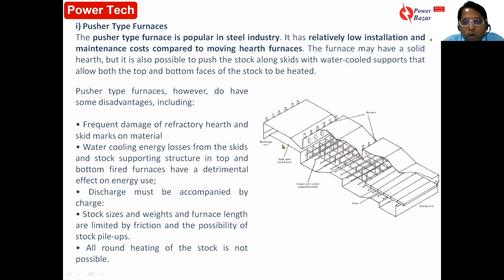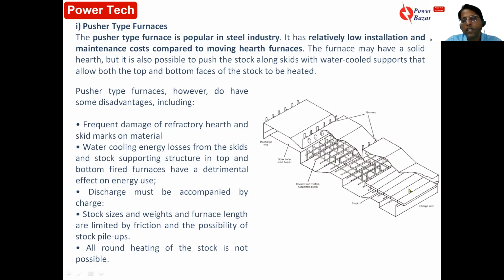Now, this is the soaking zone. That means in the soaking zone, this is a solid hearth in which the burner is there and from which the heated material is taken out. Now, this is the water cooled skid system or supporting stock. That means there is a skid on which the material moves, and this is a charging end. This is the material, steel plate or steel slab, which is to be heated up.